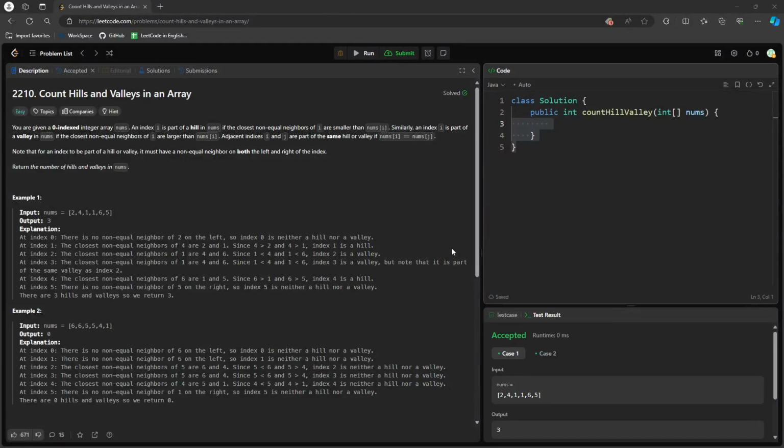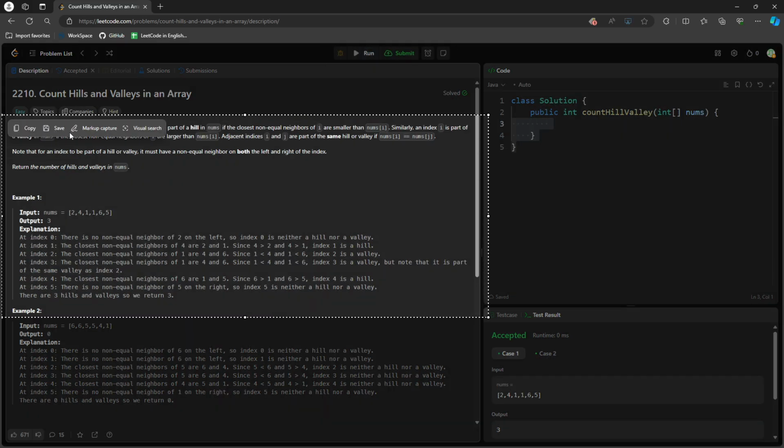Hello, so this question is count hills and valleys in an array. Adjacent indices i and j are part of the same hill or valley if nums[i] equals nums[j]. There's a trick. Then return the number of hills and valleys in nums. So let's look at the example.